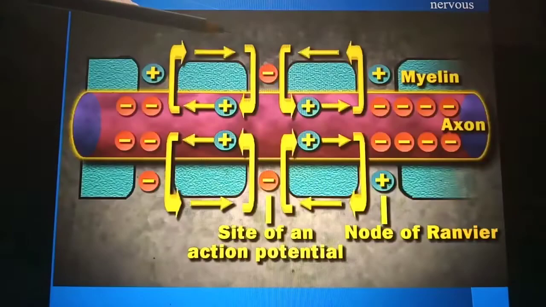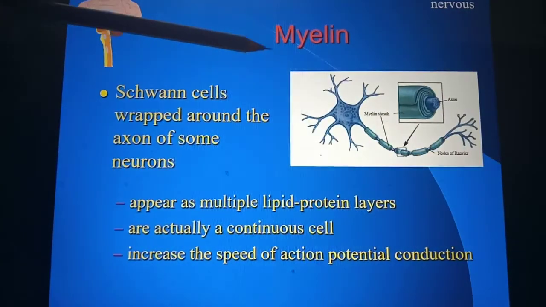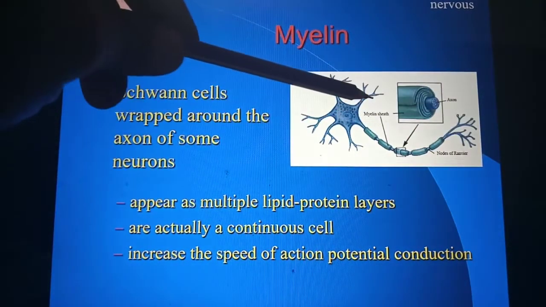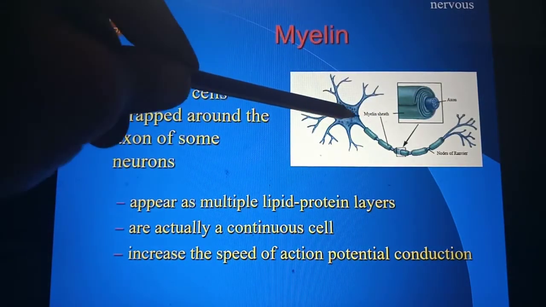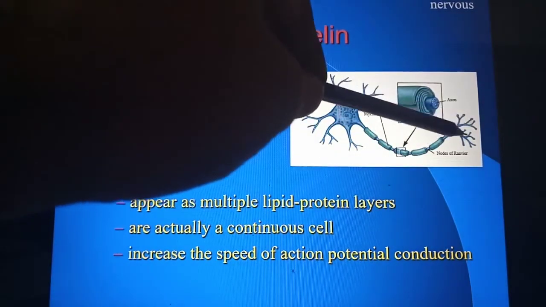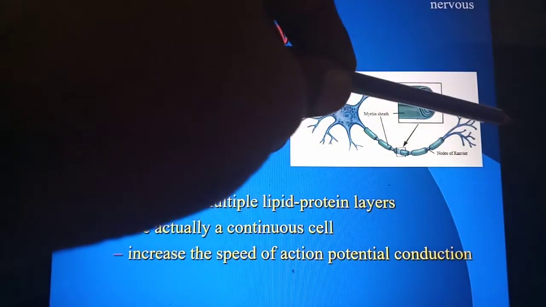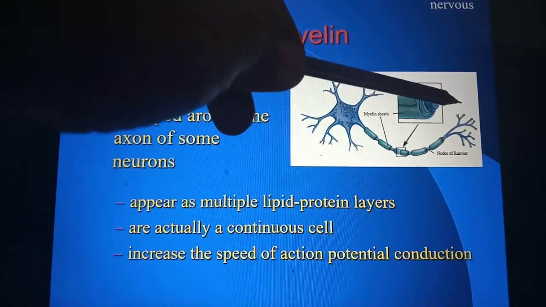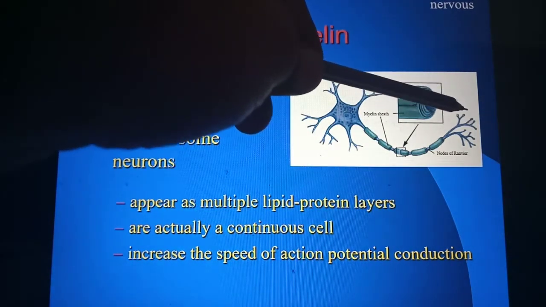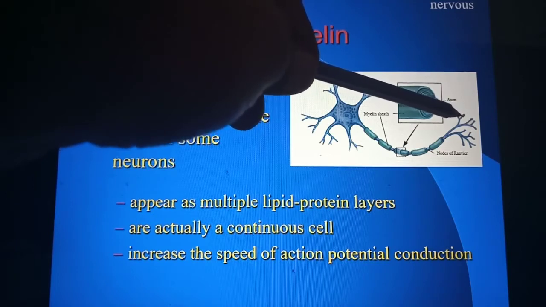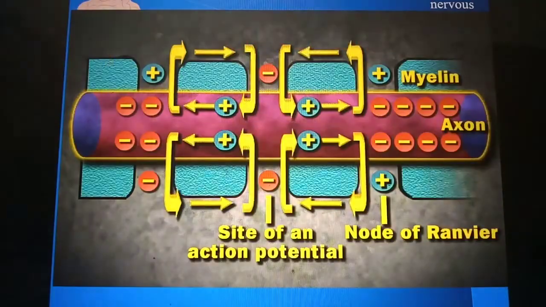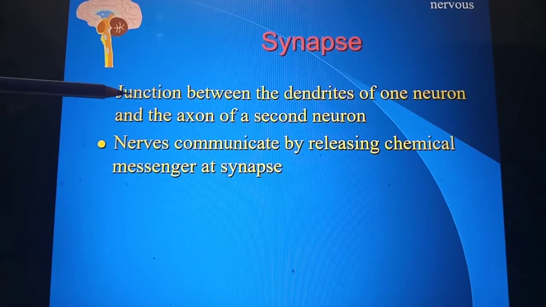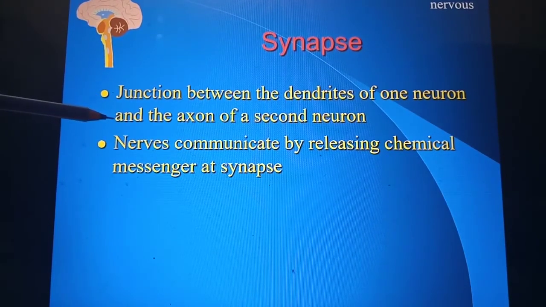If you want to see it in a proper neuron, here. So this is the dendrite of one neuron. It joins the axon of the other neuron. So this is the axon, cell body, and the dendrite. So this dendrite joins the axon of another nerve. This is the dendrite of this nerve, and the axon which joins this dendrite is called the synapse. Junction between the dendrite of one neuron and the axon of a second neuron.